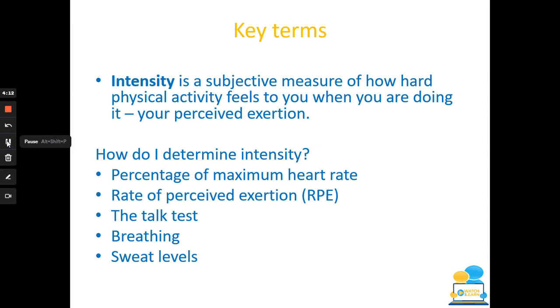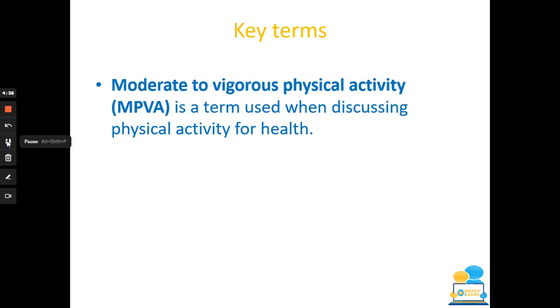Intensity is determined in a number of different ways. So it can be determined by percentage of your maximum heart rate. It can be determined by rate of perceived exertion. It can be perceived by the talk test, can be perceived by breathing, and can also be perceived by sweat levels. So all of this information is important and underpins the benefits of physical activity. Moderate to vigorous physical activity is a term used when discussing physical activity for health. And the acronym for it is MVPA, which you'll see later on.